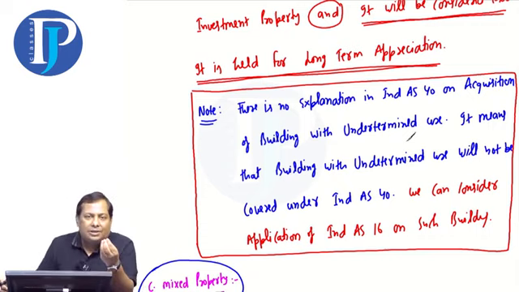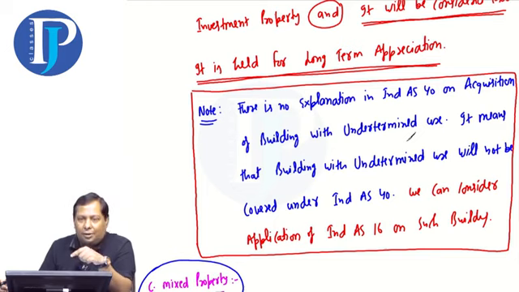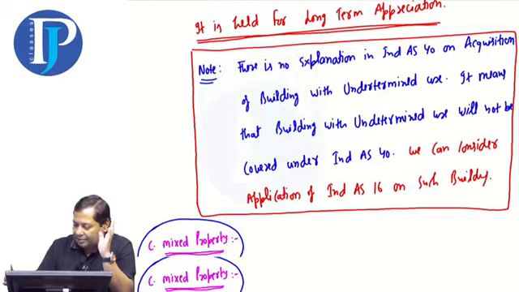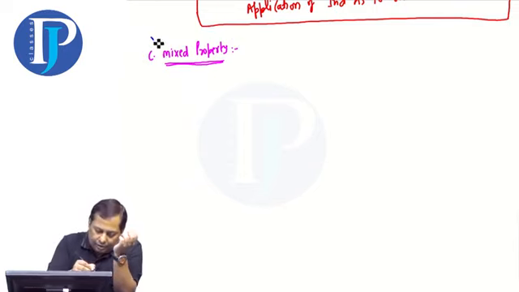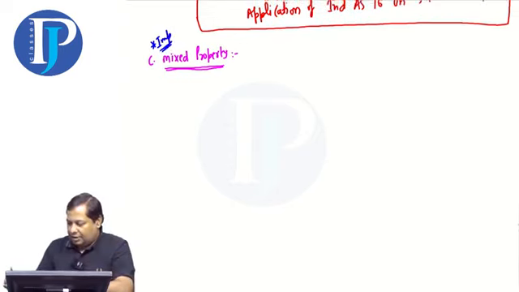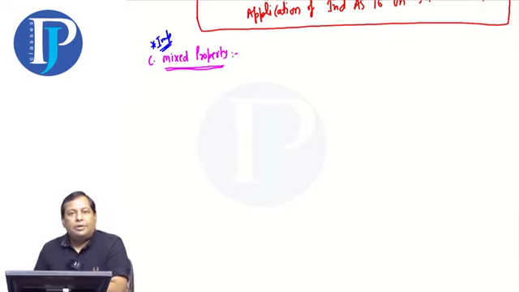However, if we purchase a building and its use is not defined, then Ind AS is silent. So the prima facie interpretation was that we will cover this in 16. If it had to be covered in 40, it must have been written. 40 only talks about land, nothing about the building. So we have already covered these points. We will begin today's lecture with mixed properties. Today we'll cover many concepts. Mixed property.